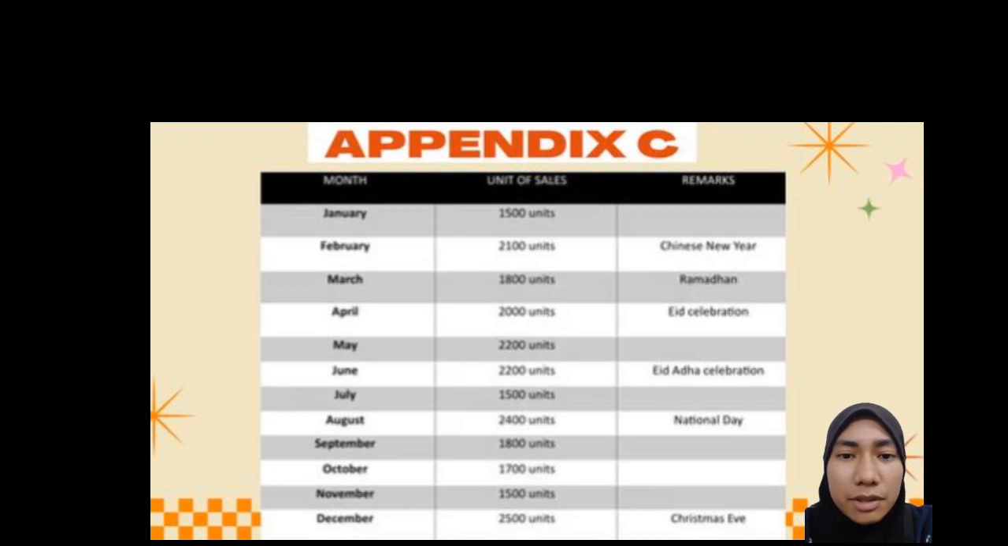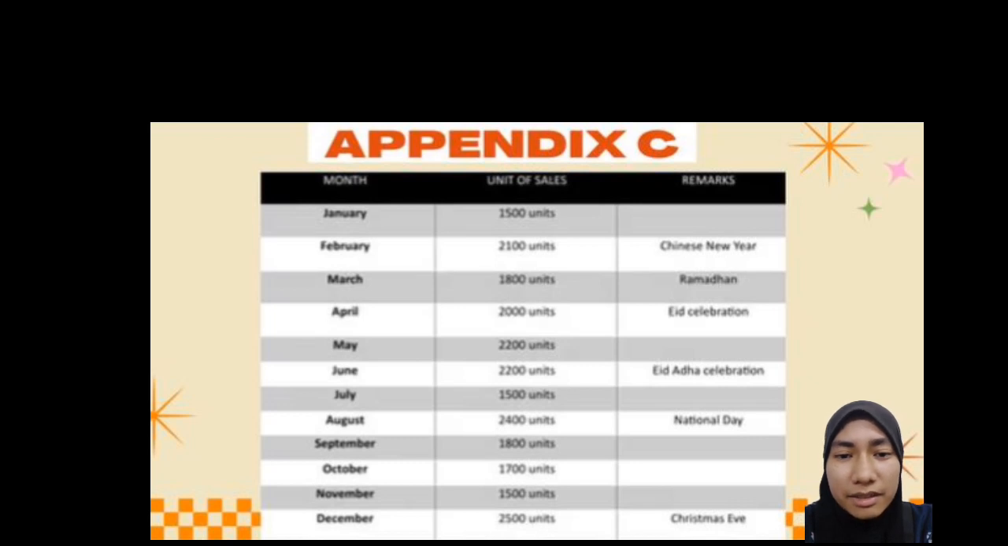In April, 2,000 units of Cabang were sold because of the Eid celebration. It also continues in May and June, which is 2,200 units because of the Eid Adha celebration. During July, it decreased but stays at a minimum of 1,500 units of sales. And in August, it increased once again, to 2,400 units because of National Day.